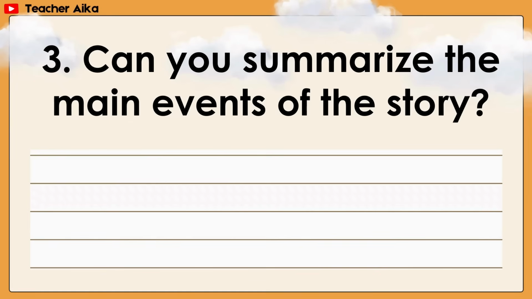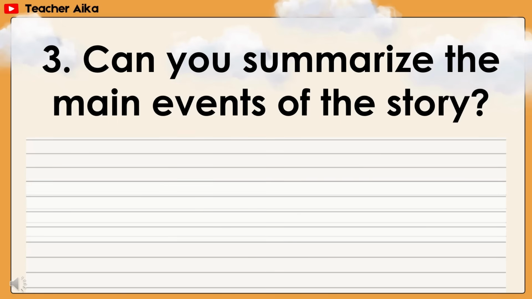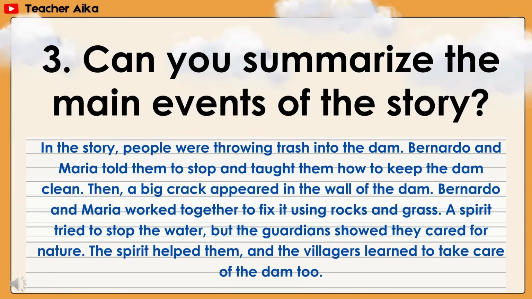Number 3. Can you summarize the main events of the story? Answer. In the story, people were throwing trash into the dam. Bernardo and Maria told them to stop and taught them how to keep the dam clean.